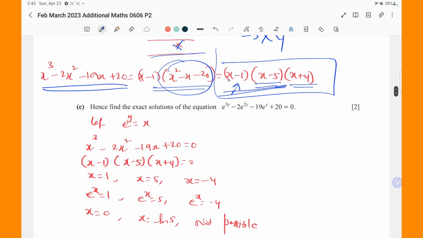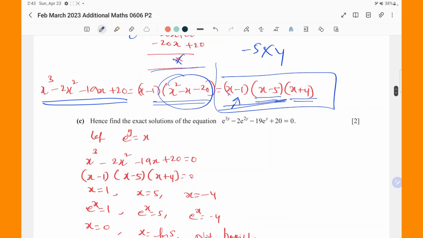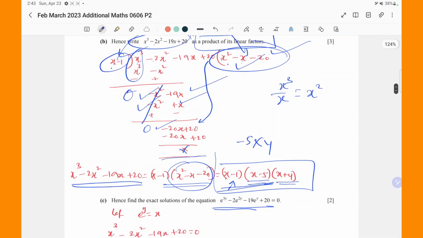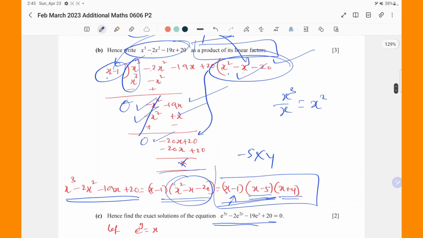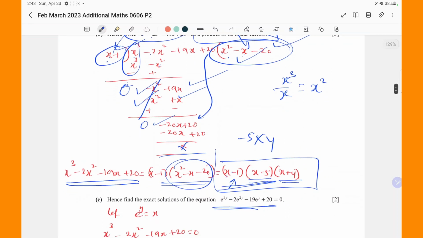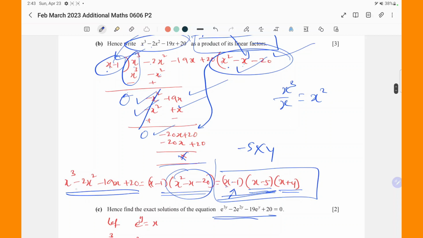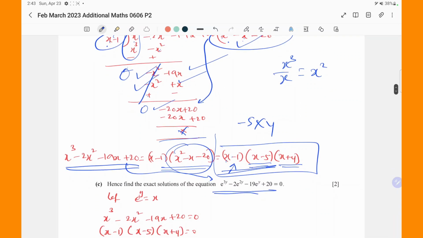X minus 1 times x minus 5 times x plus 4. Hence find the exact solution of this. No problem. Whenever you are getting this kind of question, always try to understand that this is linked to the previous question. So here, see, this is x cubed. Instead, you have something else, e to the power 3y.